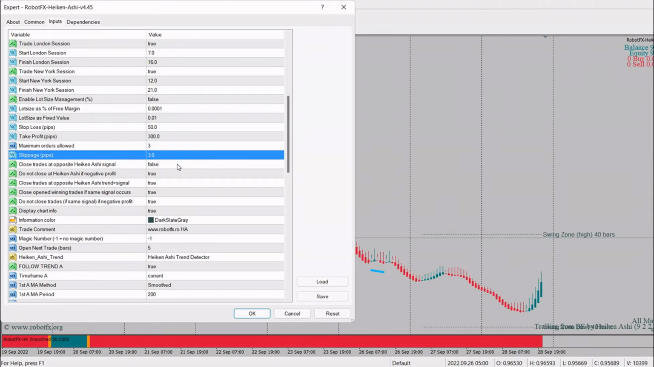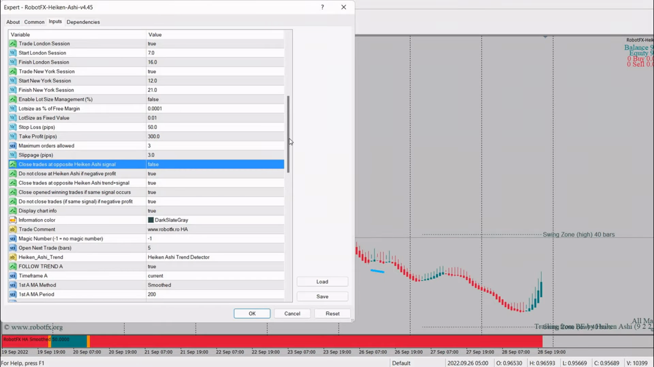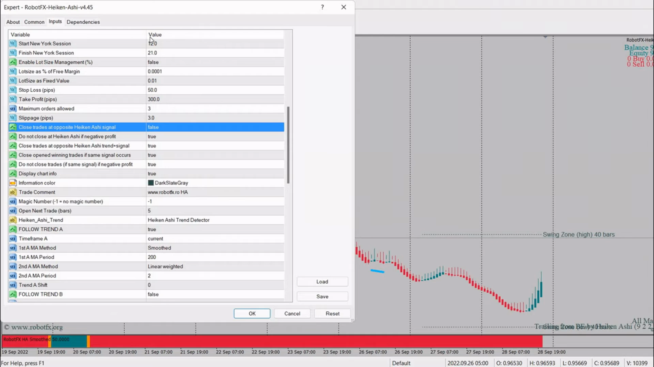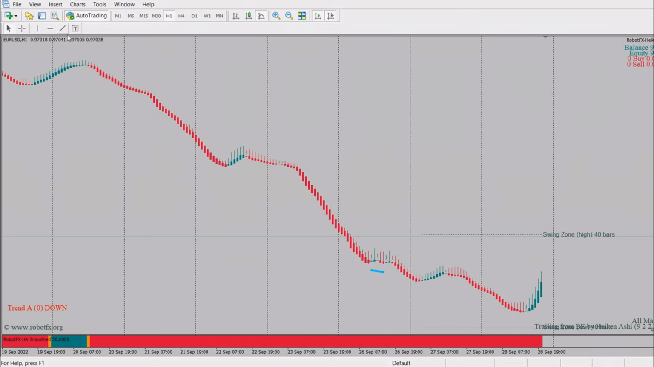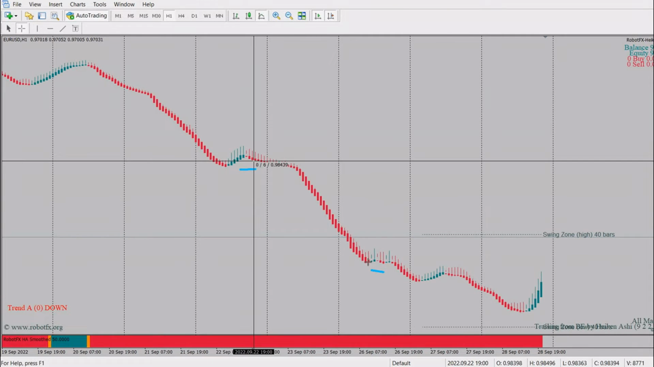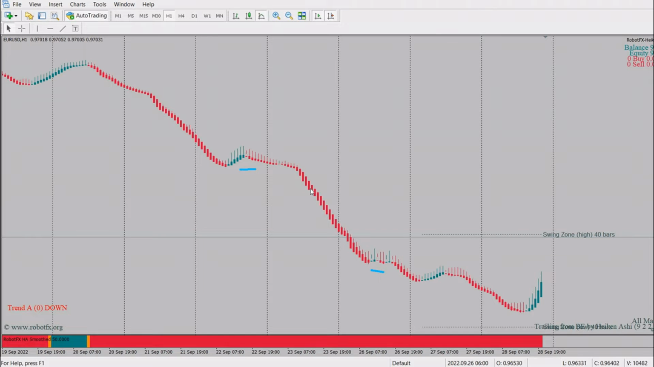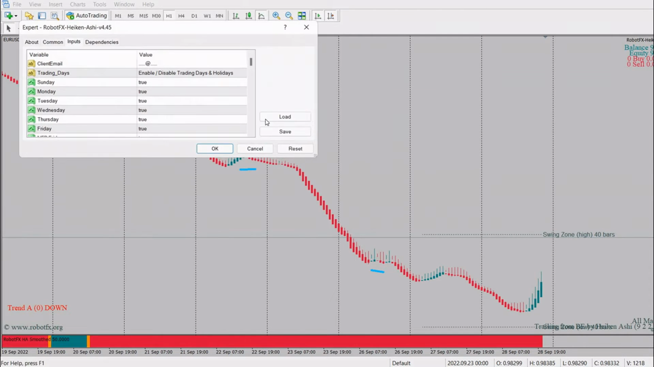We can also enter the slippage, and then a very useful option to deal with the open trades: close trades at the opposite Heiken Ashi signal. If we enable this, we are telling the SpotAdvisor to close a trade if it would have opened this itself. For example, when the candle changed the color from green into red, we're instructing the SpotAdvisor to close this trade when the candle will change the color back from red into green. That's it.